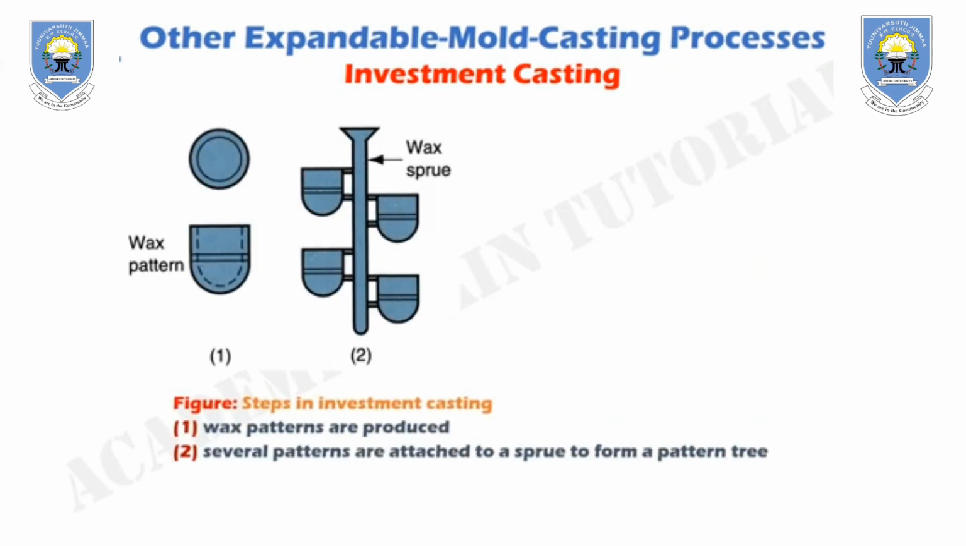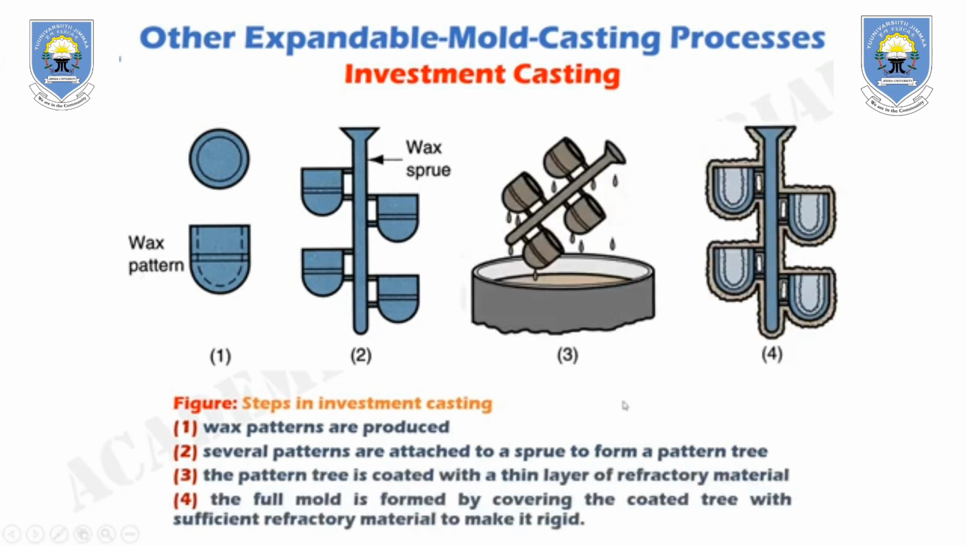Figure 1 shows the first step in investment casting process, where wax patterns are produced. Figure 2 shows the second step, where several patterns are attached to a sprue to form a pattern tree. Figure 3 shows the third step, where the pattern tree is coated with a thin layer of refractory material.